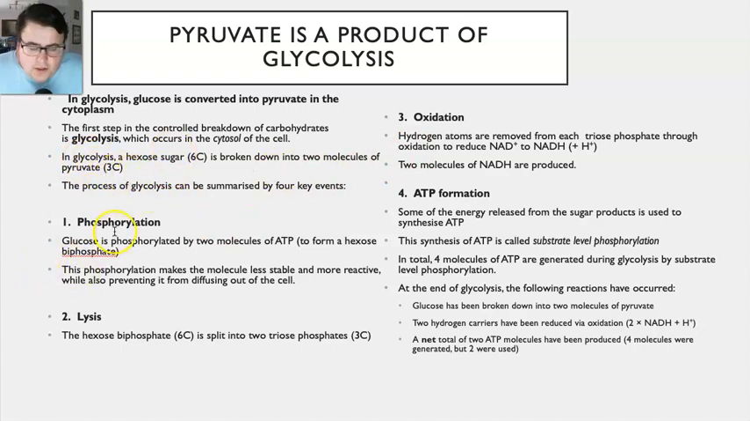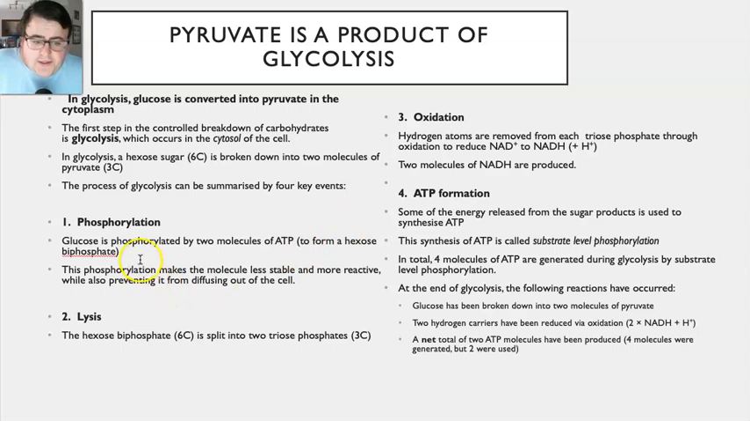We can summarize glycolysis with 4 different events: phosphorylation, lysis, oxidation, and ATP formation. Okay. PLOA is a good way of remembering that. PLOA, P-L-O-A, phosphorylation, lysis, oxidation, ATP formation.